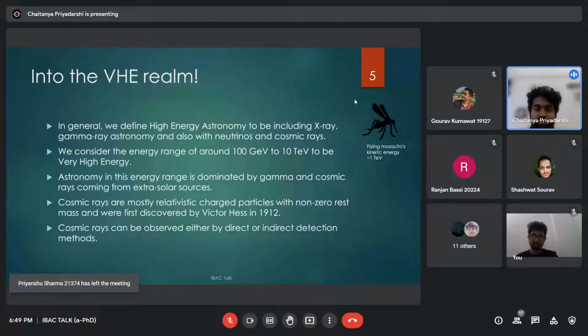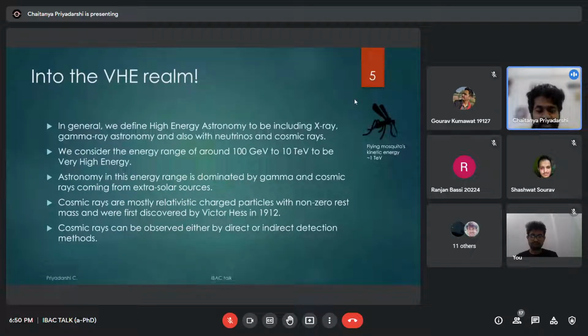In this regime, there is no upper limit in the energy scale, but to be more specific, we define very high energy range to be around 100 GeV to around 10 TeV, or maybe even up to 100 TeV. And this is one classic example of how we compare these energy scales with classical objects, like flying mosquitoes. Kinetic energy is around 1 TeV, and you can imagine how it scales to particles and subatomic particles having the same energy.